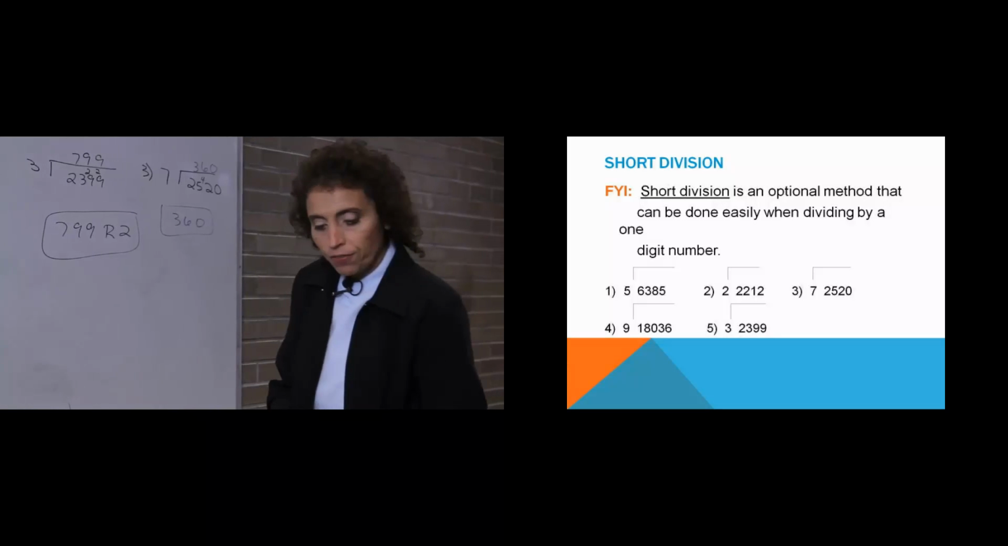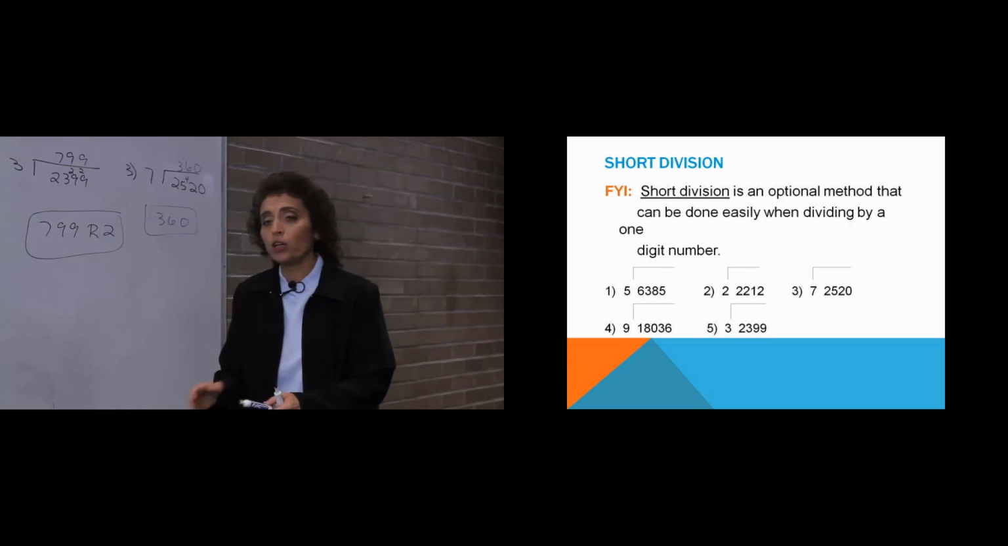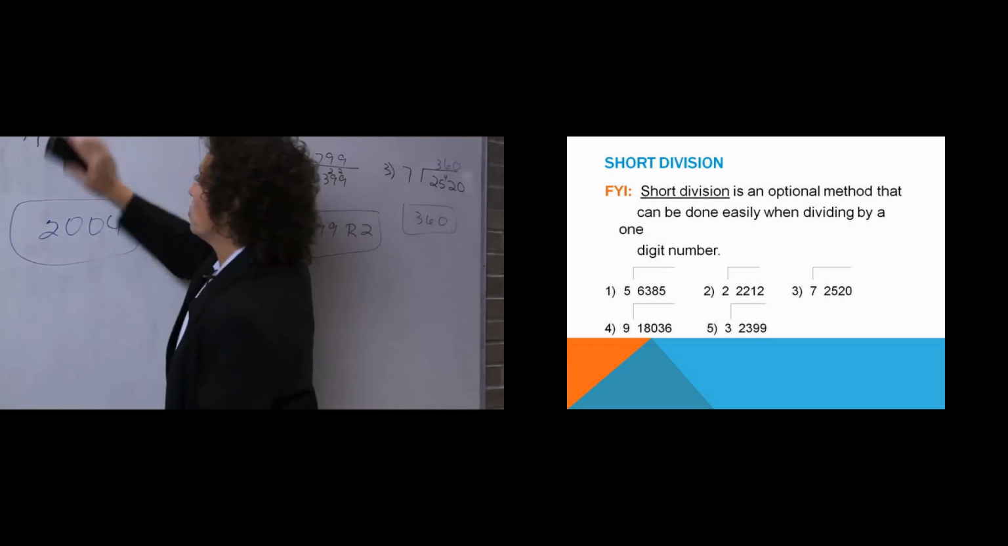Okay. The first one is it's easy to tell if a number is divisible by 2. A number is divisible by 2 if the last digit is even. So let me show you.